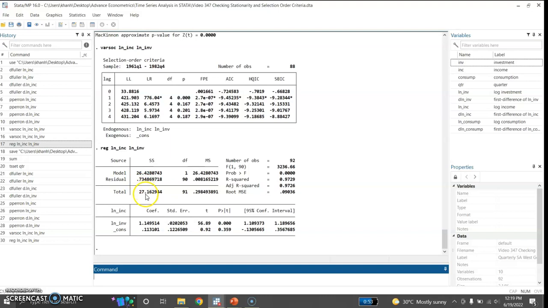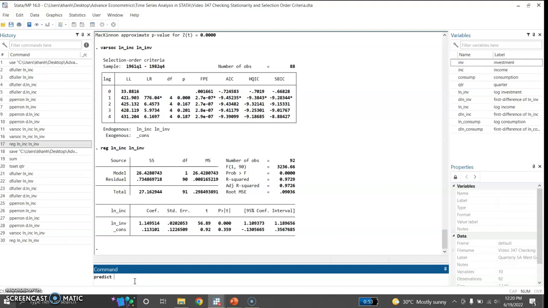And this is the total sum of square. This is the regression sum of square, or model sum of square, or estimated sum of square, or explained sum of square, and this is unexplained or residual sum of squares. And this is the coefficient of investment, and it shows that if there is 1% increase in the investment, there will be 1.15% increase in natural log of income, other things remaining the same. And this is highly significant. This is its t value, and this is its p value, and this is the constant of this regression.